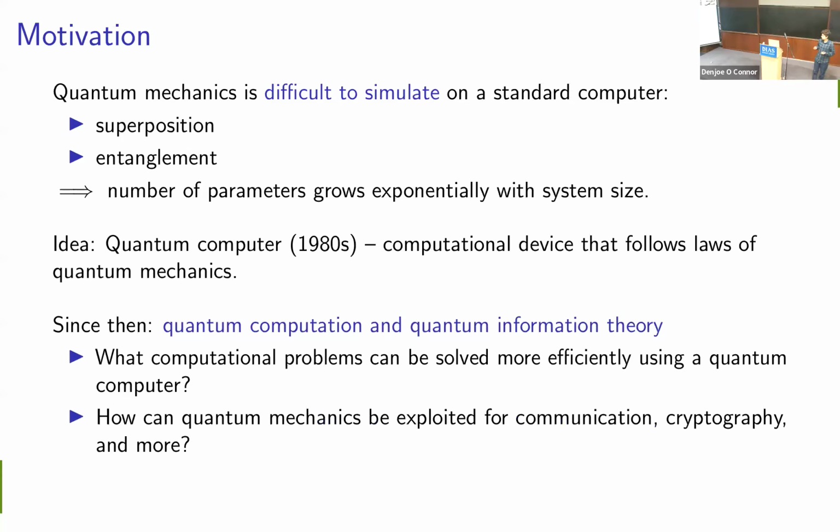So that's maybe the quantum computation part. On the more quantum information theory side, we've got how can we use quantum mechanics for other tasks that aren't directly computation but are very closely related. So certain communication tasks, sending information between two parties either more efficiently or more securely, cryptography, and also others.